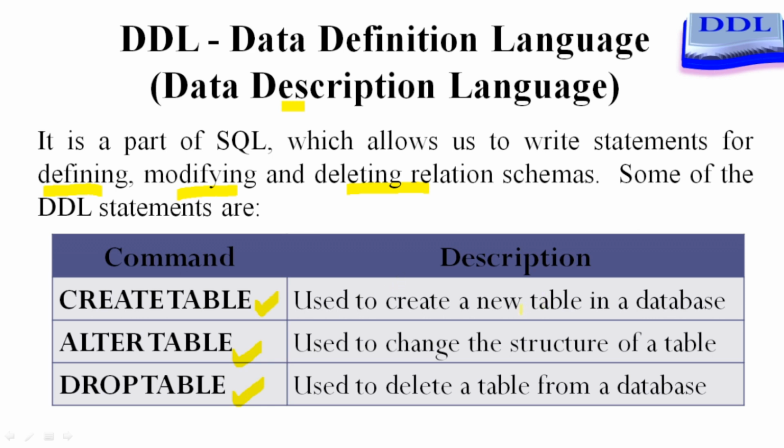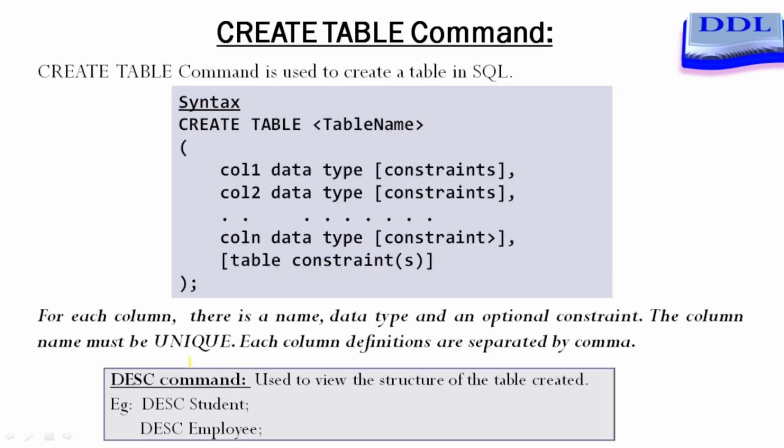Create table is used to create a new table in an opened database. And alter table is used to change the structure of the table. And drop table is used to delete a table. Let us look at them one by one. The first one is the create table command. As we already discussed, create table command is used to create a table in SQL.